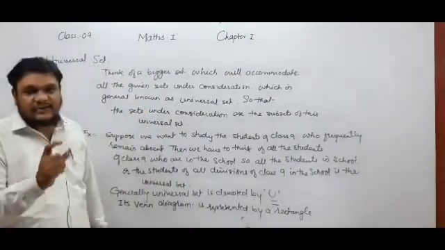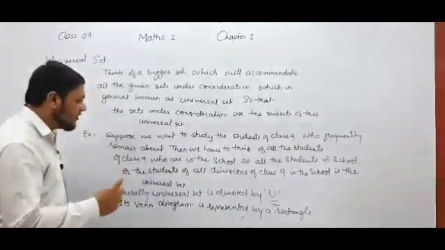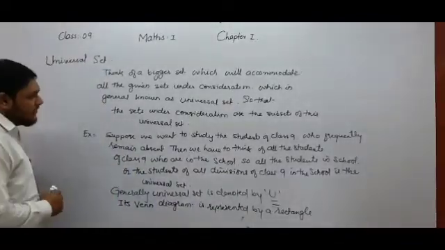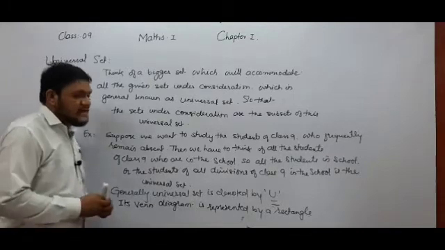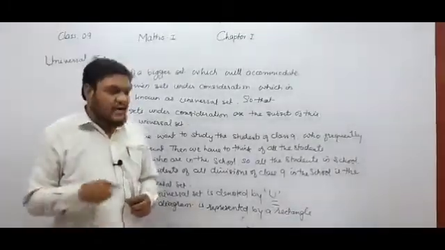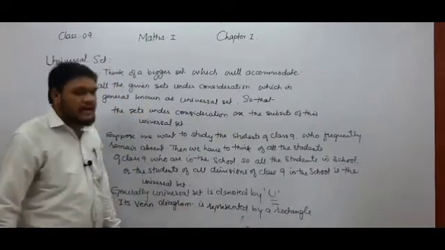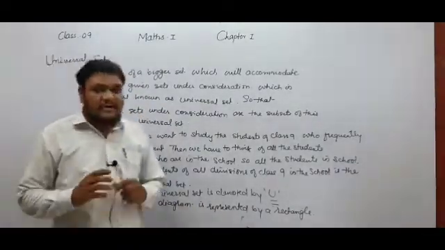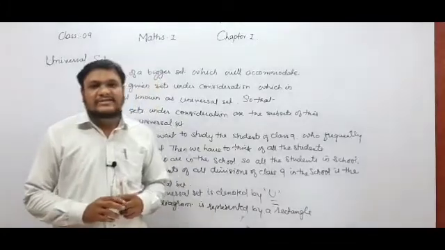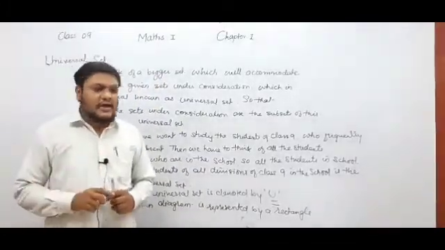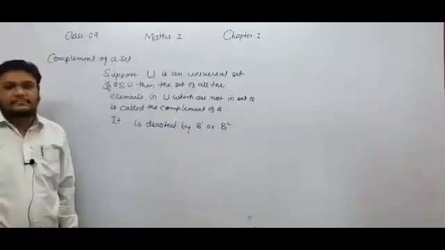Capital U is a particular symbol which is used to denote the universal set, and if you draw the Venn diagram, then the universal set can be shown by a rectangle. Its Venn diagram is represented by a rectangle. If you want to write the elements of the universal set, then you have to consider a rectangular closed figure in order to show the universal set.